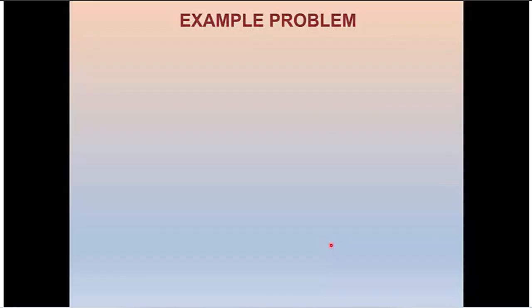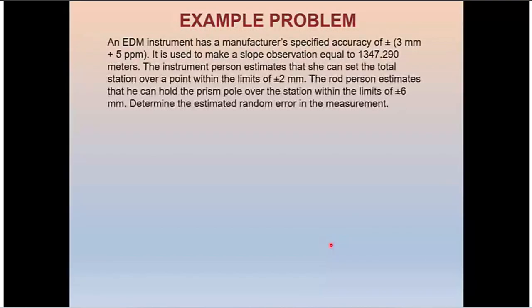So let's take a look at all 4 of these errors and see if we can do something with an example problem. Here's our example problem description. An EDM instrument has a manufacturer specified accuracy of plus or minus 3 millimeters plus 5 parts per million. It's used to make a slope observation equal to 1,347.290 meters.